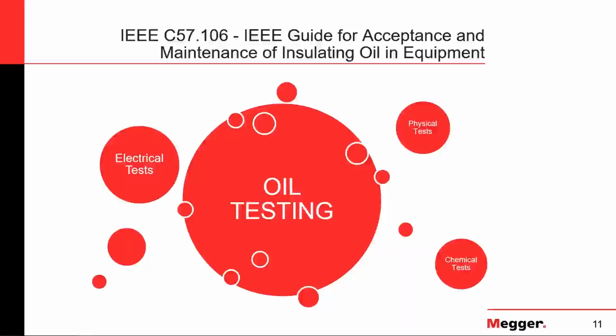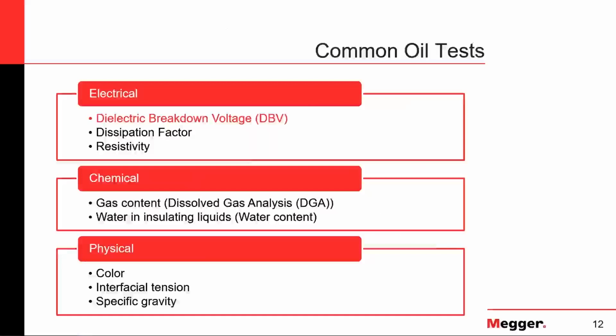So that is the reason the IEEE C57.106, the Guide for Acceptance and Maintenance of Insulating Oil in Equipment, will give us guidelines to properly test the oil, right? It will list physical tests, chemical tests, and of course electrical tests. One of the electrical tests is, of course, dielectric breakdown voltage measurements. That's what we're going to focus on today.